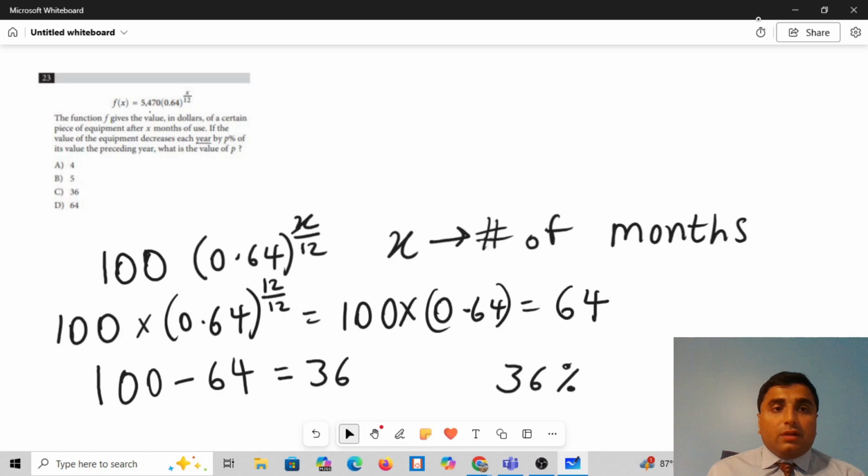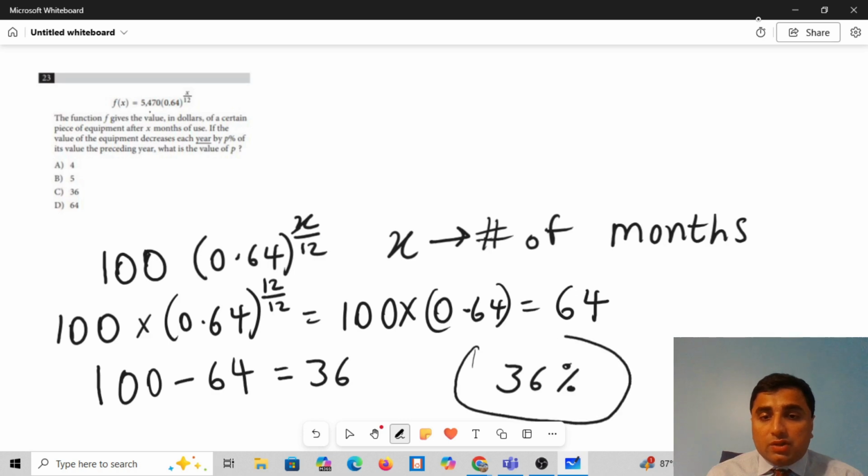So basically, even if the original value of the piece of equipment was 5,470, after 1 year, that is after 12 months, the value of the piece of equipment will decrease by 36%. It doesn't matter the original value of the equipment; the value that it will decrease by after 1 year, that is after 12 months, is going to be 36%. So we look at the options over here. We find that option C is what we get. Option C is the correct choice.